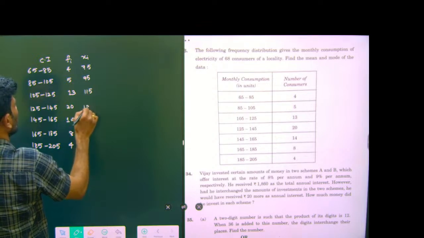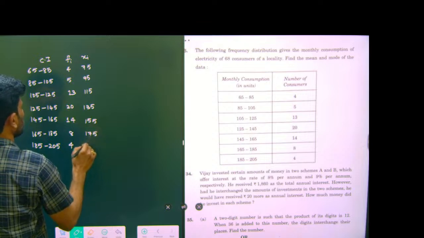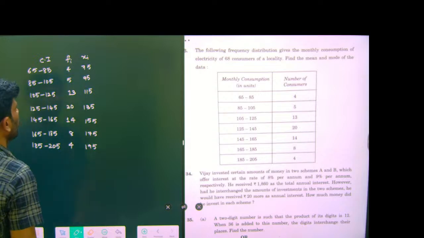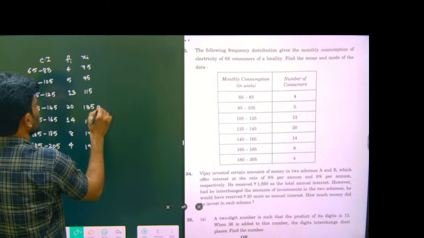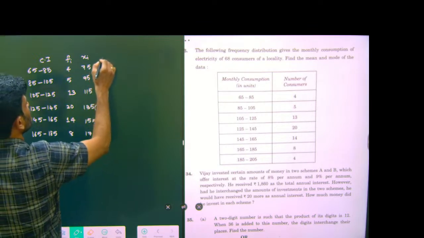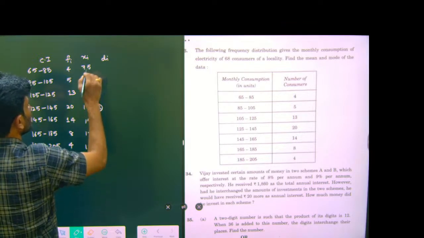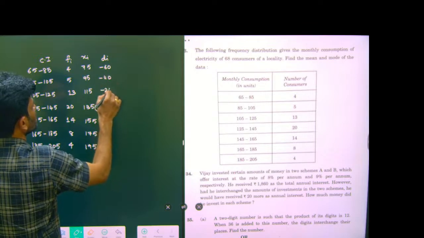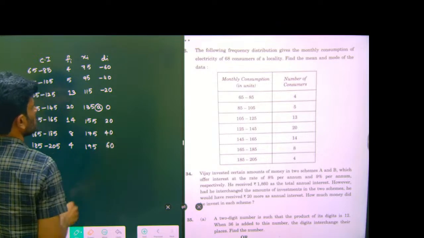Then we have to find xi to find the mean, that is 75, 95, 115, 135, 155, 175, 195. So xi values are very big. So we follow the assumed mean method or step deviation method. I am following the step deviation method. So I took A as 135. Then we have to find di. di will be minus 60, minus 40, minus 20, 0, 20, 40, 60.